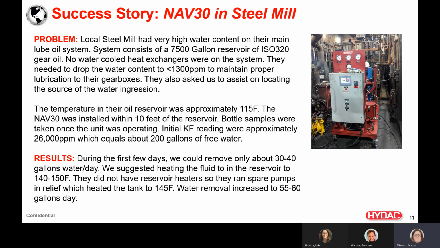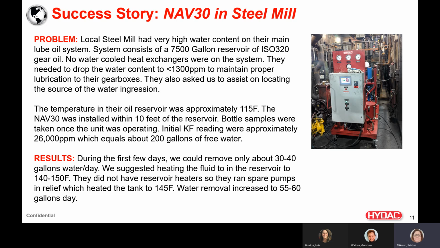We installed the NAV30 on the customer system. The oil reservoir was approximately 115 degrees Fahrenheit. We installed it within 10 feet of the reservoir. We took some bottle samples once the unit was up and operating and the oil was circulating through the unit. The initial Karl Fischer water readings were approximately 26,000 parts per million. And in this system, that equated to approximately 200 gallons of free water.